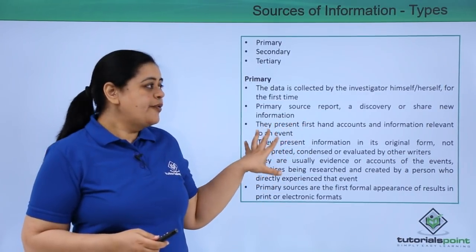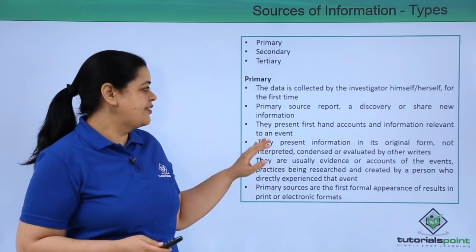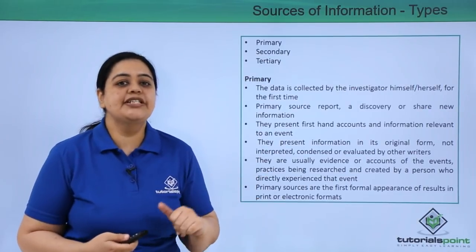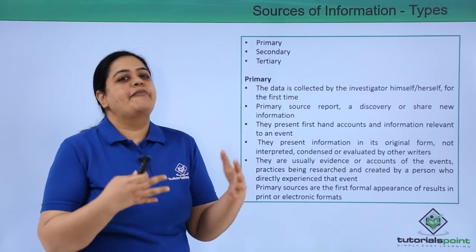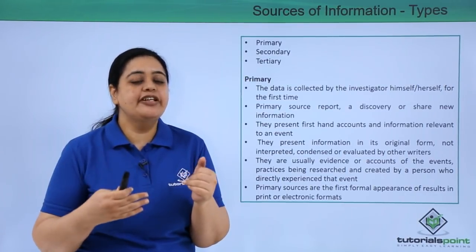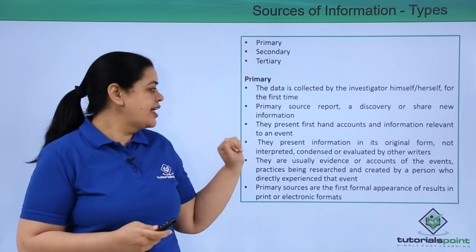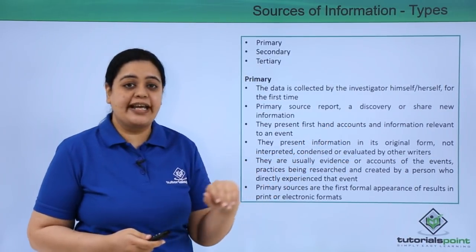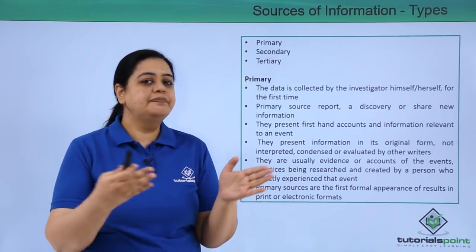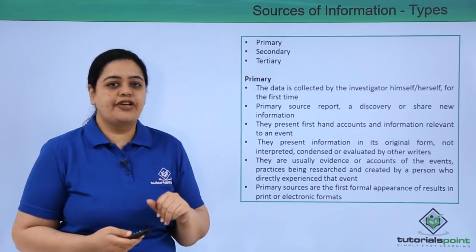Primary source information would present first hand accounts and information which is relevant to an event. Let's say you want to sell oranges, or maybe orange juice, or maybe orange cake, that is a cake which is orange flavored. That is the reason you are collecting this information in the neighborhood. So here you are getting first hand account and information. The event is you are launching your cake shop, for example, and you are collecting information for that.